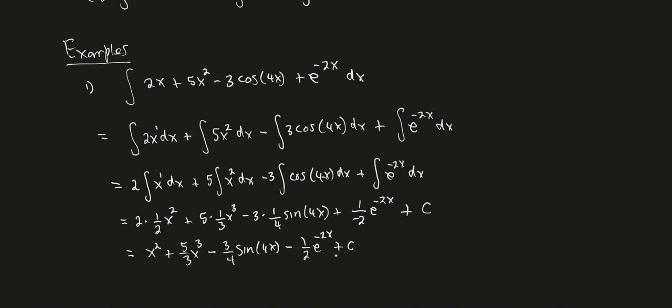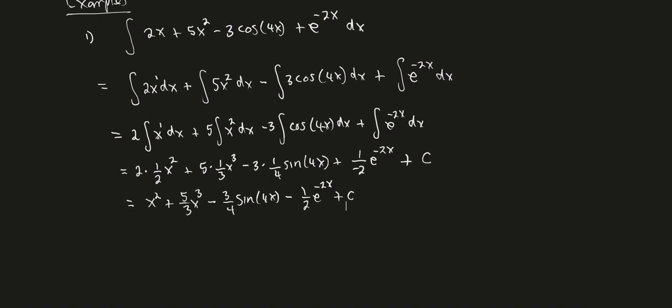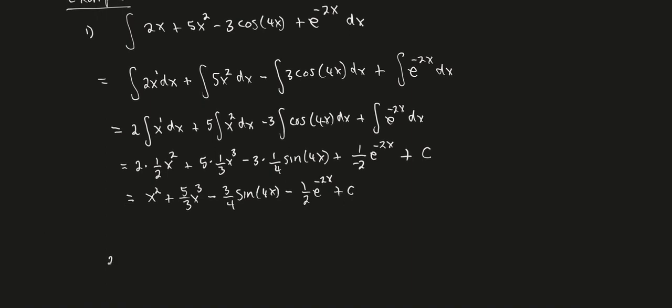And this function now, if I were to differentiate this, I would end up getting back my original function, right? And that means that x squared plus 5/3 x cubed minus 3/4 sine of 4x minus 1/2 e to the negative 2x plus c is the antiderivative of this function. All right? So again, it just shows you that the constant multiple, the sum, the difference, those basic rules are very, very helpful.